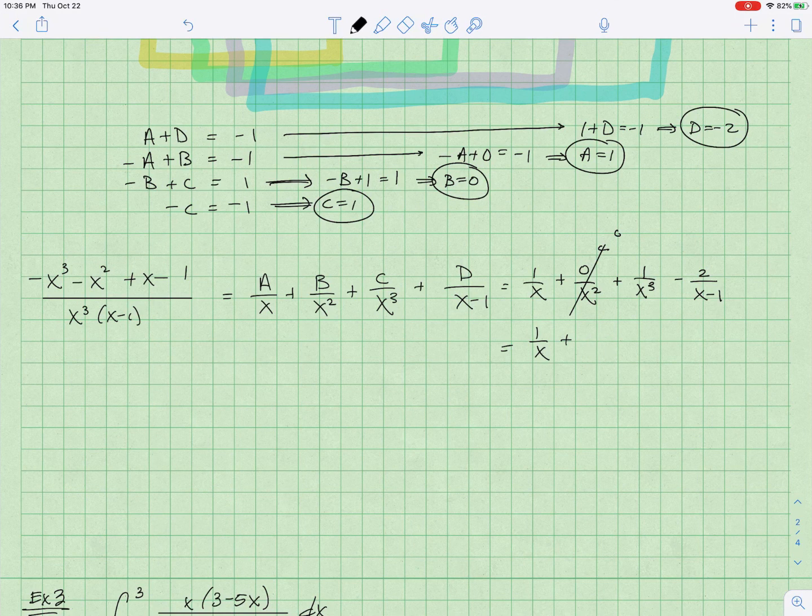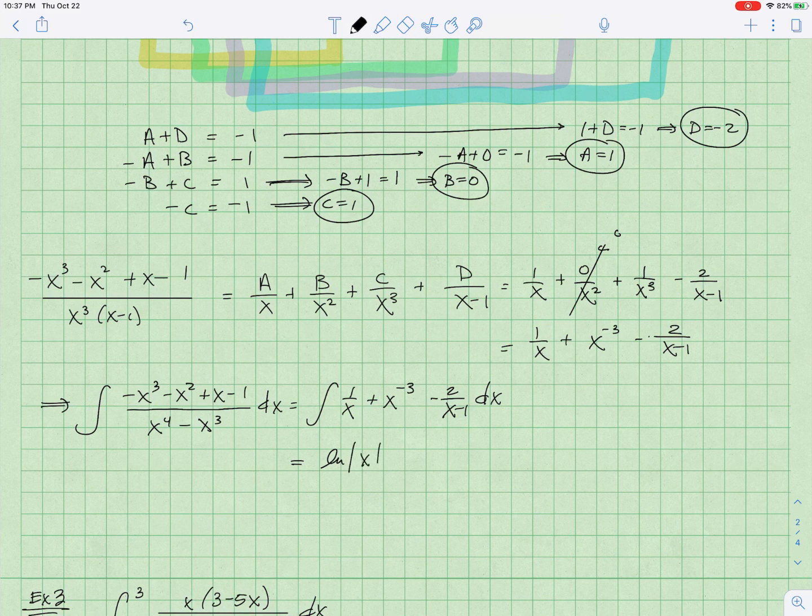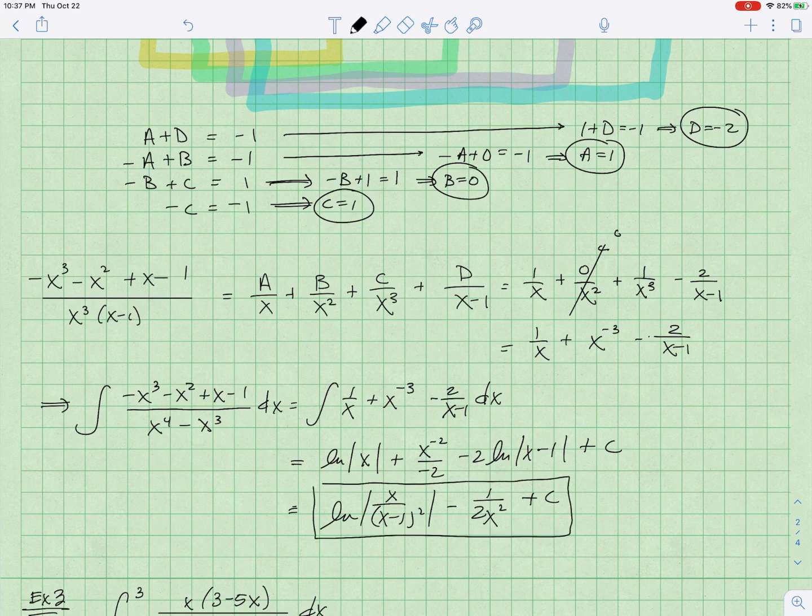And when we integrate this, I should probably just write this as x to the negative 3 minus 2 over x minus 1, which indicates that the integral of negative x cubed minus x squared plus x minus 1 over x to the 4th minus x cubed dx is equal to the integral of 1 over x plus x to the negative 3 minus 2 over x minus 1 dx, which is the natural log of the absolute value of x, plus x to the negative 2 over negative 2, minus 2 natural log of the absolute value of x minus 1, plus c, or the natural log of the absolute value of x over x minus 1 squared, minus 1 over 2x squared plus c. And that is our result.